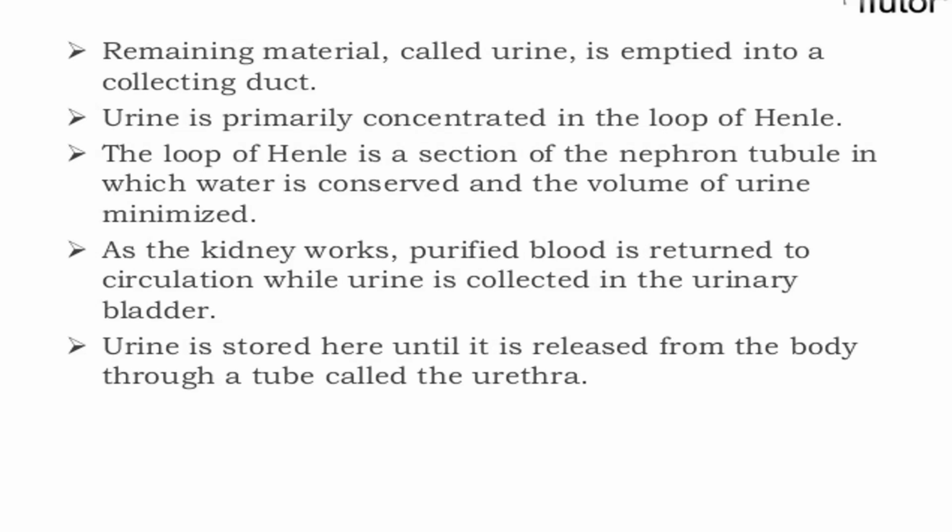The loop of Henle is a part of a nephron where water is conserved, water is not wasted, and the volume of urine is minimized. So the volume of urine will be very, very less. As the kidneys work, purified blood is returned to circulation, while urine is sent to the urinary bladder. Urine is stored here until it is released from the body through a tube called urethra.